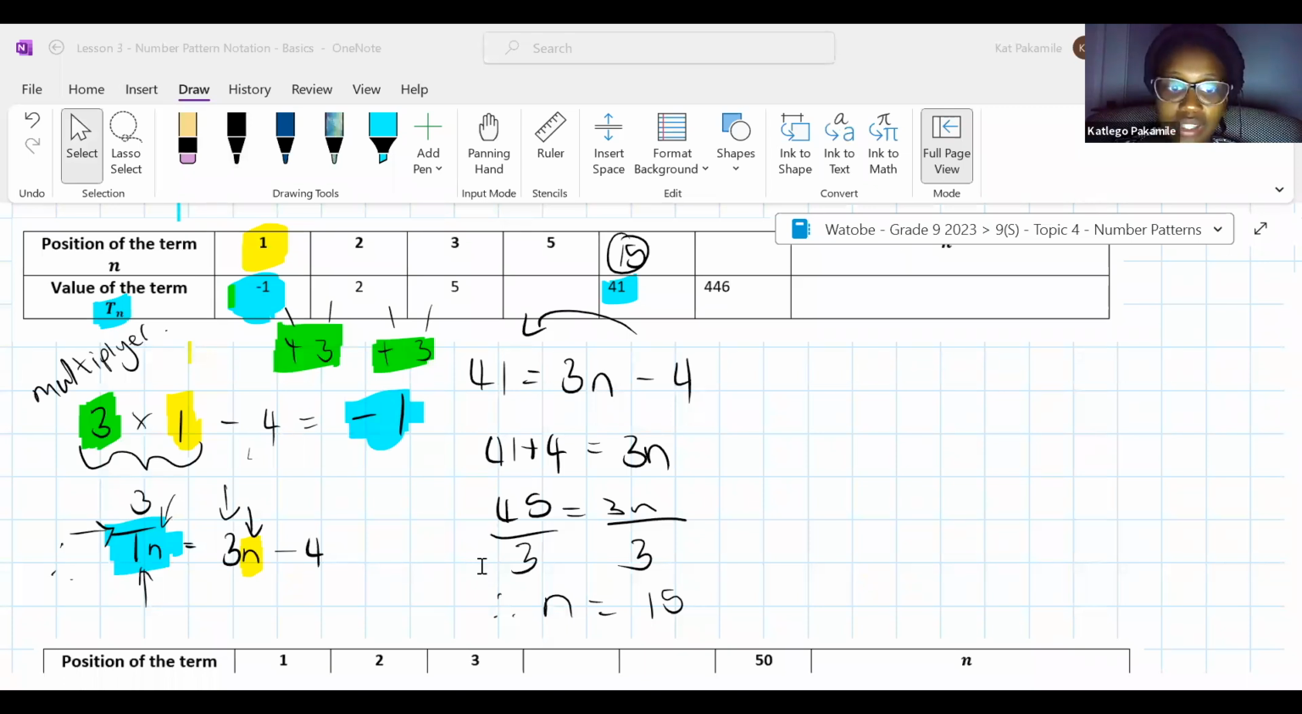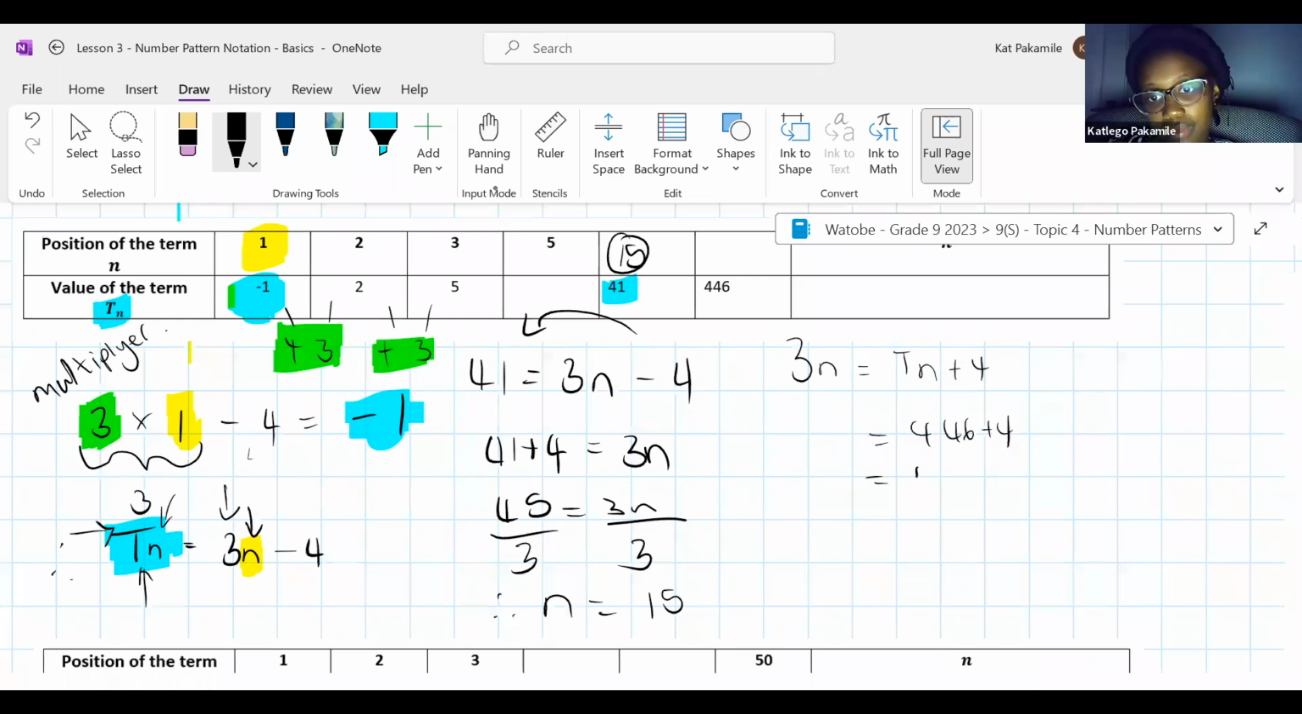Valessa, let's quickly do it. So ma'am, I said 3n is equal to 446 plus 4. Then I said 3n divided by 3. What we do on the left, we do on the right. So I said when you add 446 plus 4 gives us 450. We divide by 3. Then 3 cancels 3. We are left with n. Therefore, n is equal to 150.